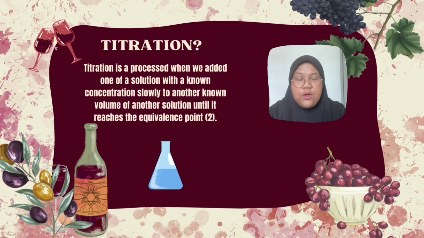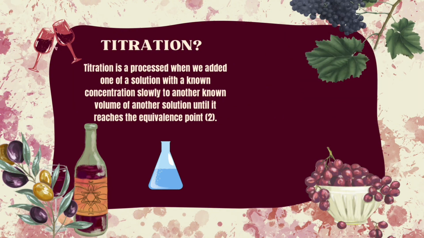Next, let's take a look at what is titration. Titration is a laboratory technique used to determine the concentration of an unknown solution. In this method, a solution with a known concentration, called the titrant, is slowly added to the unknown solution, known as the analyte. An indicator is added to show when the reaction is complete by changing color. The volume of titrant used is then measured and used to calculate the concentration of the unknown solution. Titration is widely used because it is a simple and accurate method of chemical analysis.